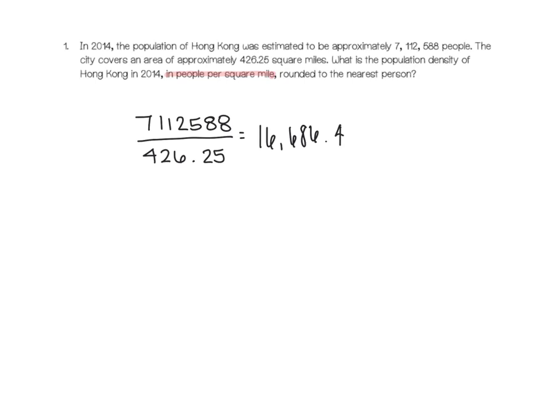But at the end of this problem, it said round to the nearest person. When you're rounding something like people, if I have 0.4 of a person, it's not considered a full other person. So we actually are going to round down, even if this was 0.8, say. Typically, if it's 5 or above, we're going to round up. But in this case, because we don't have another whole person, we would round down regardless. So 16,686 people per square mile.